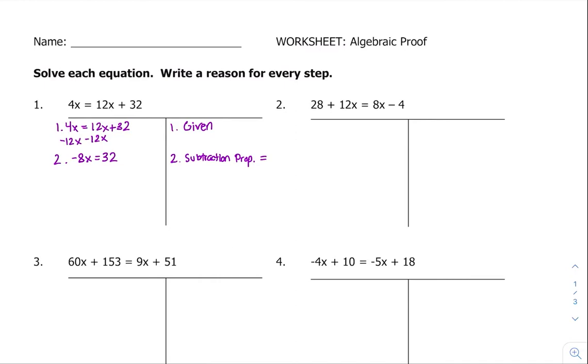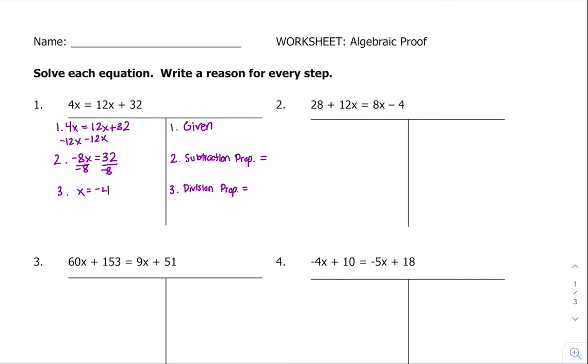Next, I would need to do this. So then I would get x is equal to negative 4. And the property that I used was the division property of equality. So that's the complete proof for number one. You guys just pretty much solve for it. Write a statement and the reason. Statement and the reason. Okay?